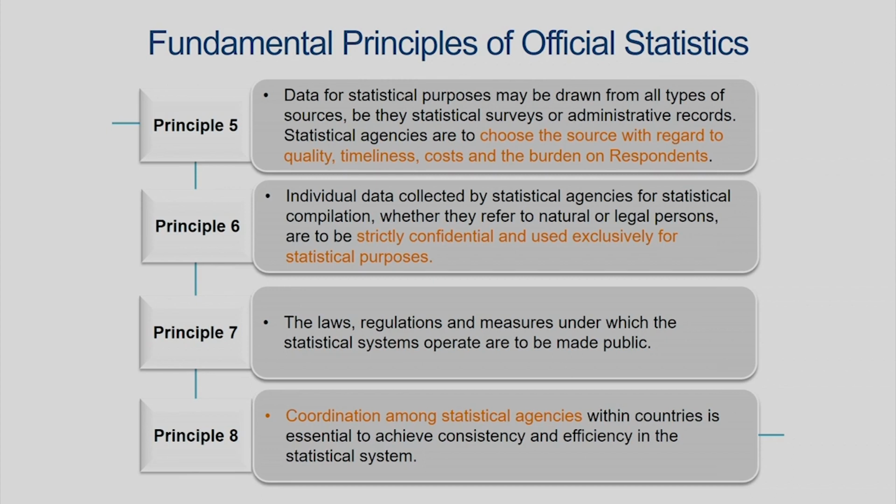The seventh principle is that the laws, regulations and measures under which the statistical systems operate are to be made public. The public at large must be aware of what are the laws, rules and regulations under which the data is being collected, personalized data is being collected from them, whether they are entitled, whether they are bound to provide information to the statistical agencies regarding the information that is being collected from them. So, therefore, that is also within the mandate of the official statistics laws, rules and regulations that the officials must be ready to carry out.